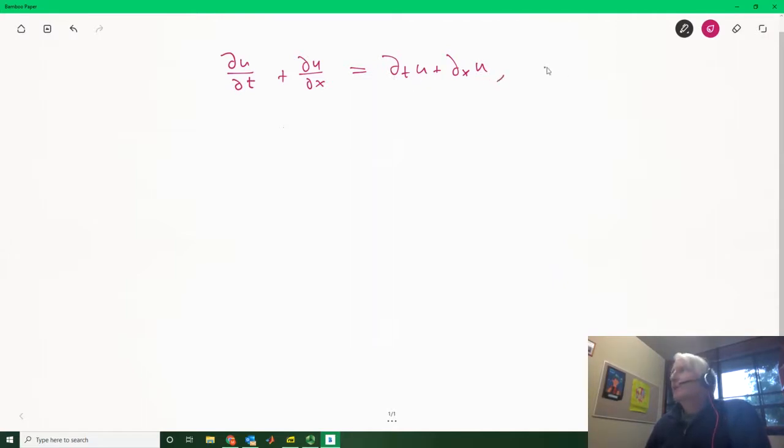Okay, and we've got x goes between minus infinity and infinity, and t is greater than 0. It starts from some initial state. So we've got u at t equals 0. You know the answer to this problem, okay? I'm just going to try and find it for you.